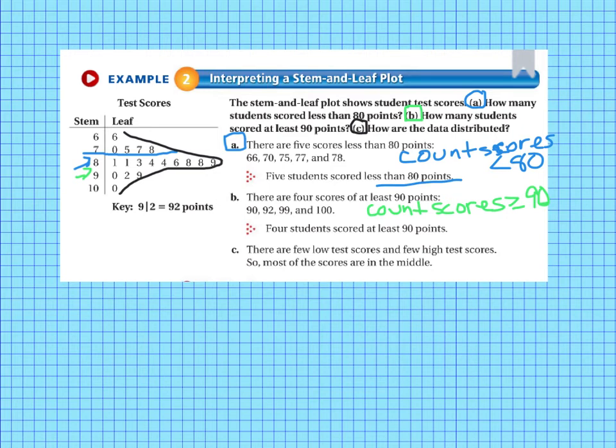So your step for that is to look at the distribution of the data. And stem and leaf plots make it really easy to do that.